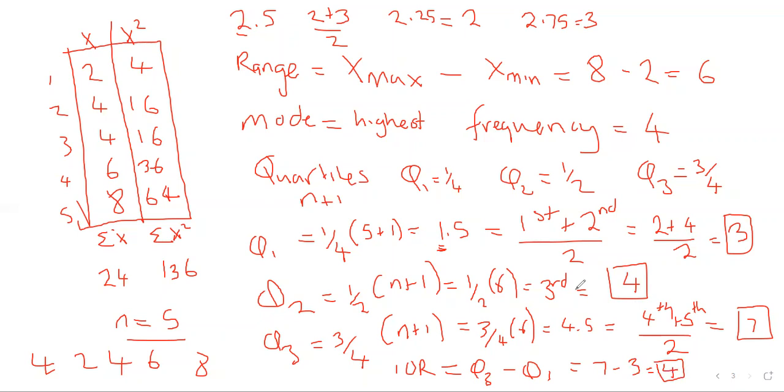Half of the interquartile range is called the semi-quartile deviation. So SQR is half of the interquartile range. So interquartile range was what? Was 4. Half of 4, what do we get? We get a 2.